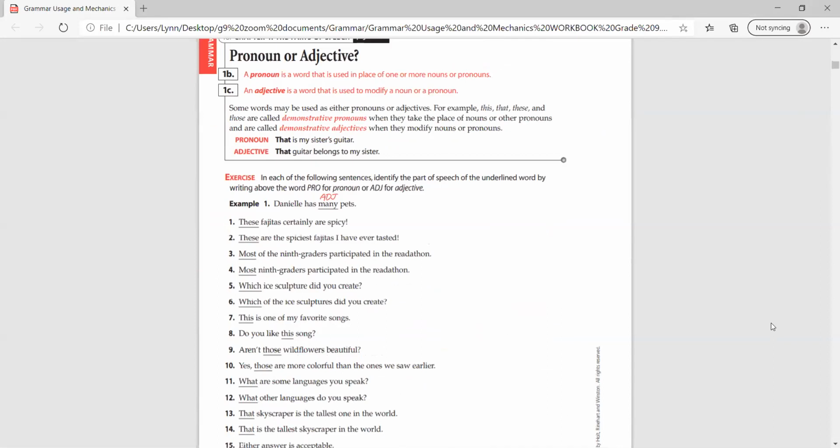These vegetables certainly are spicy. Okay, so these is what kind of pronoun, or is it an adjective? Adjective. Yes. All right, number 2. These are the spiciest vegetables I have ever tasted. Pronoun. Yes. Number 2 is a pronoun. What's number 3? Most, pronoun. Yes. Number 4? Adjective. Yes. And number 5?